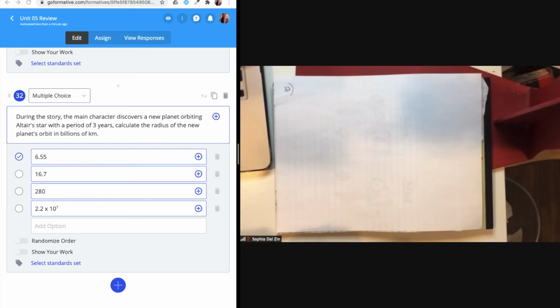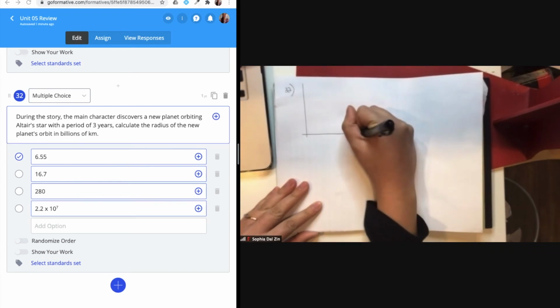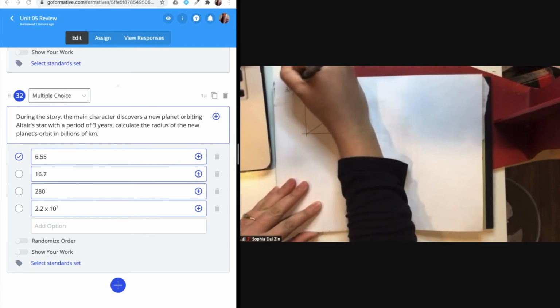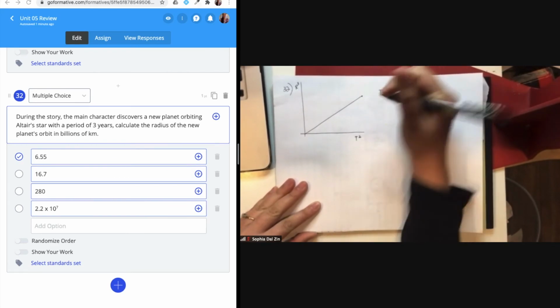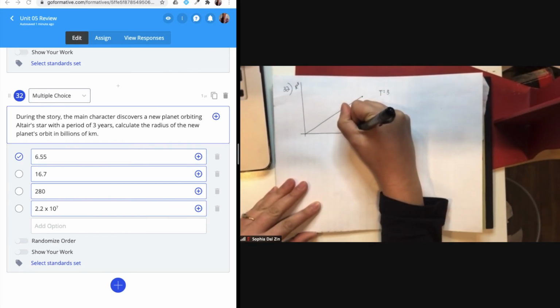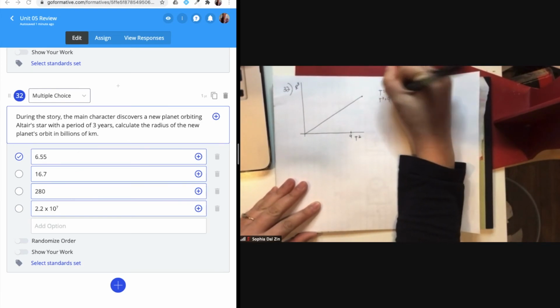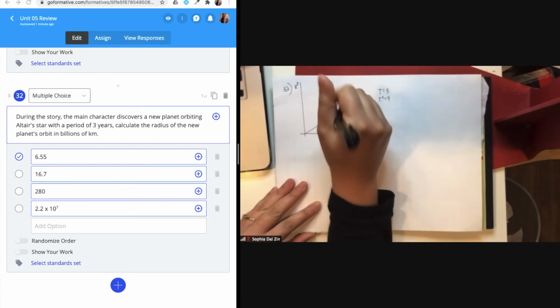During the story, a main character discovers a new planet with an orbital period of 3 years. Calculate the radius of the new planet's orbit. From the graph, I know that I need to plot T squared versus r cubed. In this case, if the planet's orbit is 3 years, then I would be plotting at 9. T squared would equal 9. So when I plot the point 9, I can read r cubed off this chart.